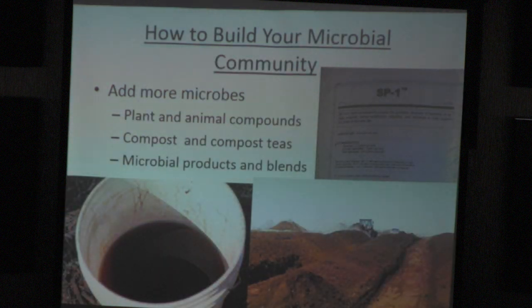And these are also more things that can help with your microbial community. So plant-animal compounds, like your alfalfa, your blood and bone meal, things of that nature, and your compost and compost teas, which is this right here. Those also have some microbial populations, but you're not really sure how much or what kind they are, so it can be variable with them.